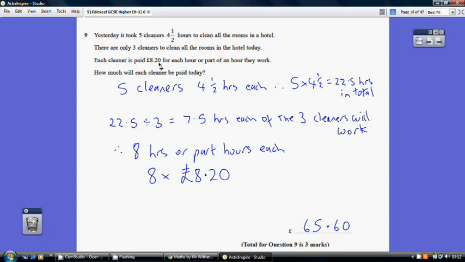Now we are told that they're paid $8.20 for each hour or part of an hour. So the 7.5 hours each of them works is really being rounded up to 8 hours worth of pay. So 8 hours worth at £8.20 each means each cleaner will be paid £65.60 today.